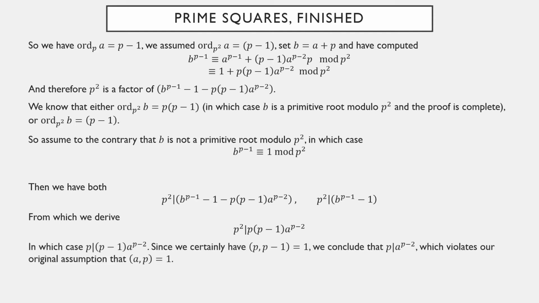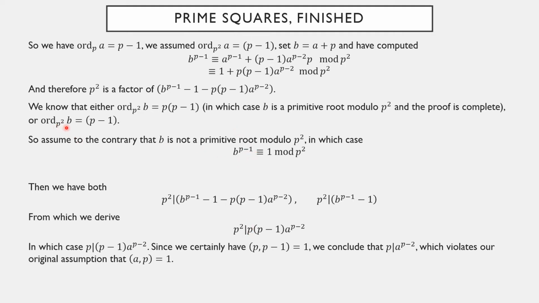So I can cancel a p out of this expression and get that p must be a factor of p minus 1 times a to the p minus 2. But p is certainly relatively prime to p minus 1. Any number n is relatively prime to n minus 1. It takes a single application of the Euclidean algorithm to prove that. So since p is a factor of this product, but it's relatively prime to the first term, it must be a factor of the second. But remember that a was assumed to be relatively prime to p, which means every power of it must be relatively prime to p. Therefore, p can't be a factor of a to the p minus 2. Remember, p was an odd prime, so this power is still positive here. So, since this can't happen, we can't have this.